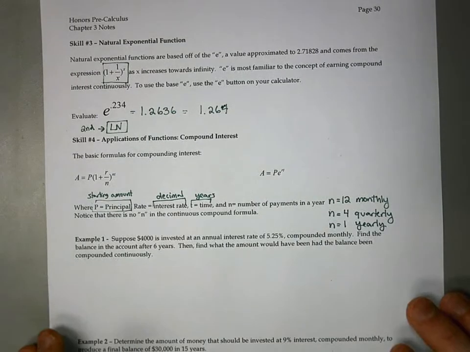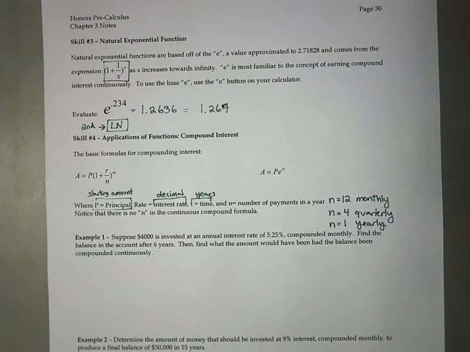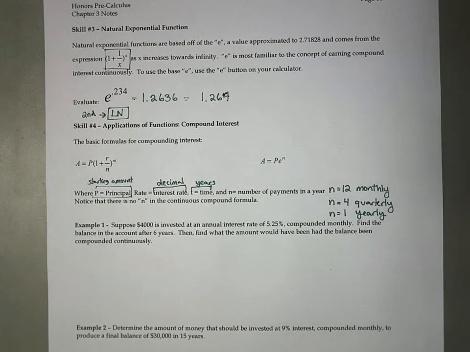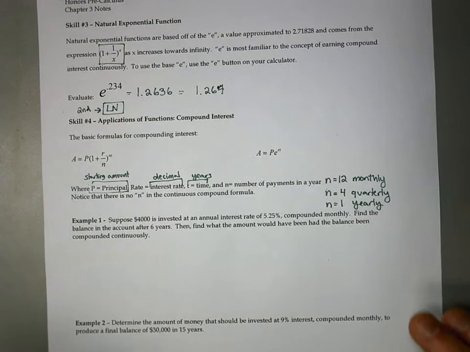So suppose you've got $4,000 and you're investing at 5.25% compounded monthly. How much are you going to have after 6 years? We want to look at this being compounded monthly and then comparing what happens if we compound continuously, meaning we've got interest occurring more than once.